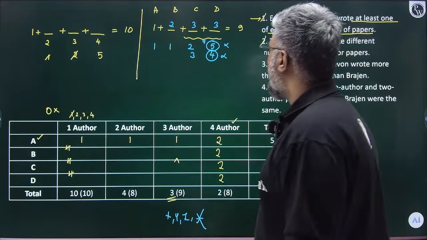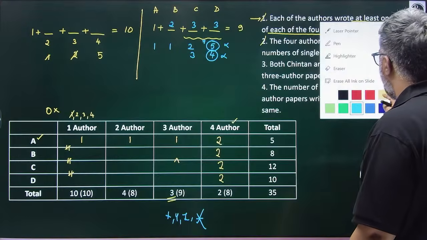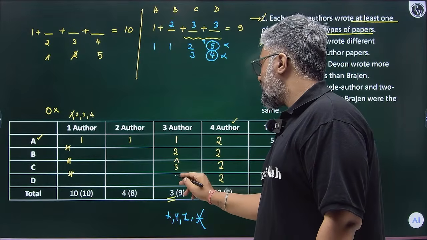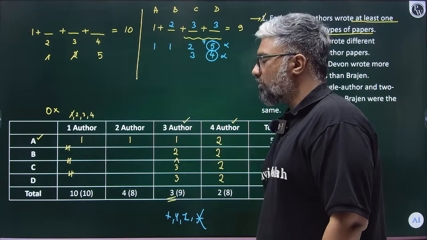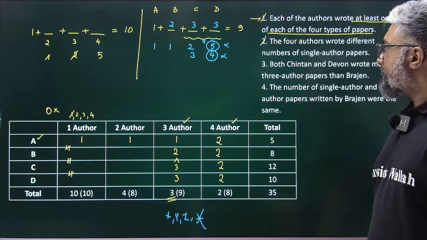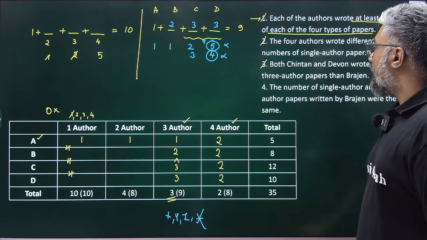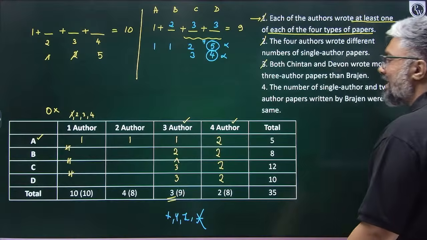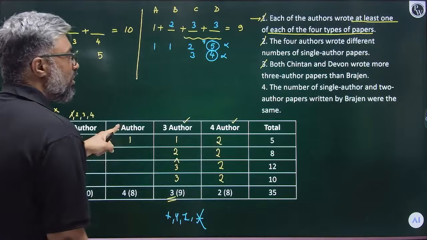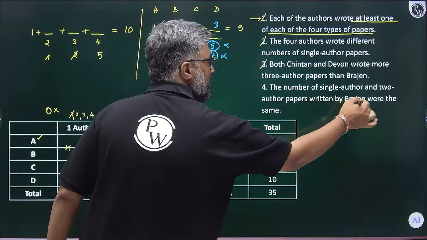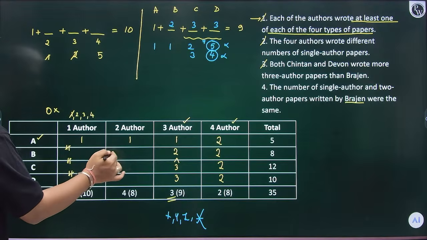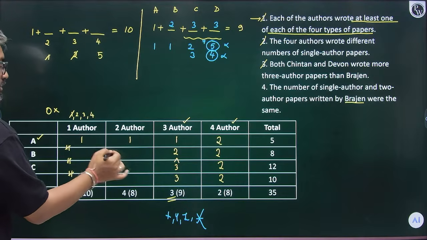Yeah, perfect. So now I have these values to be what? This has to be 2, this has to be 3, and this has to be 3. With this one is also over. Perfect. Moving on, the number of single author and 2 author papers. So single author and 2 author papers written by B were the same. So B, these two values, single author and 2 authors, should be equal.